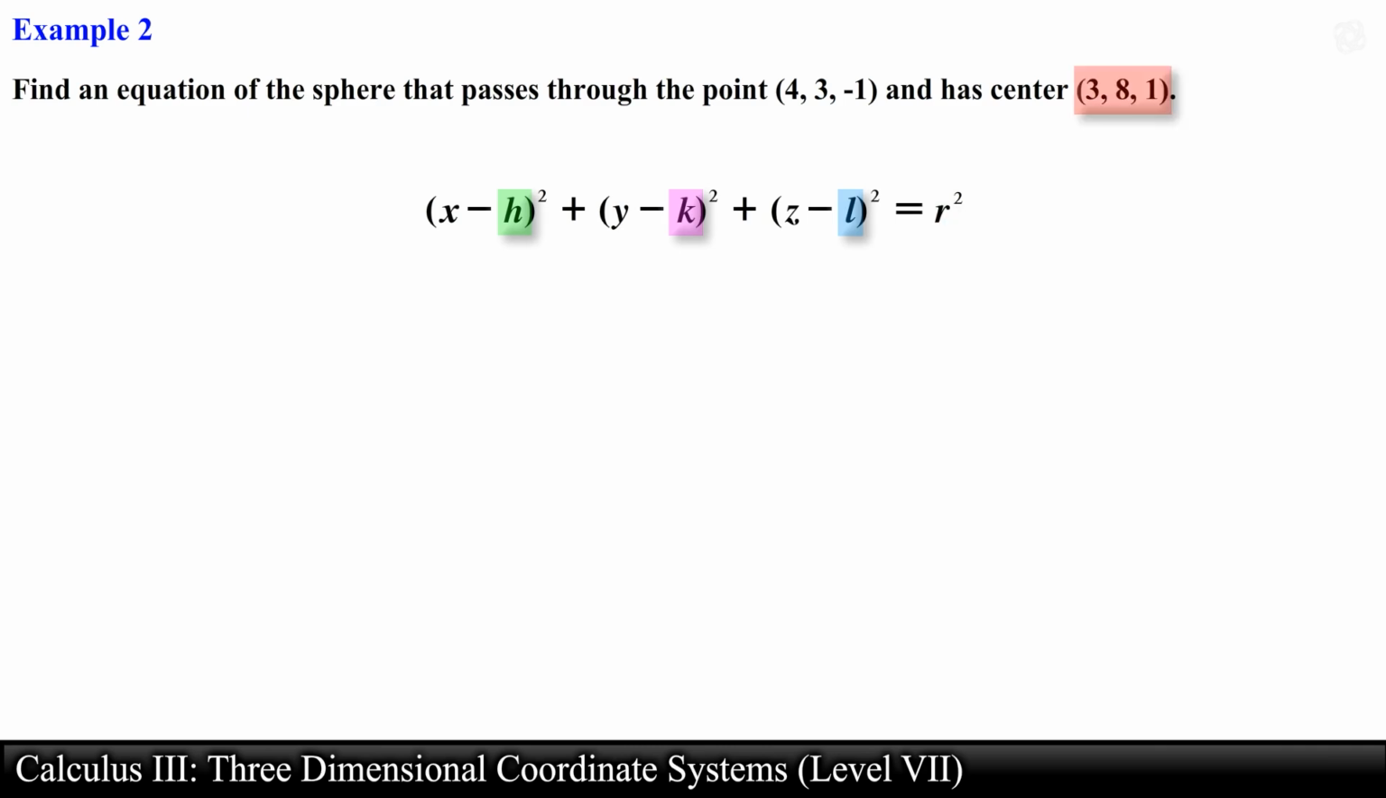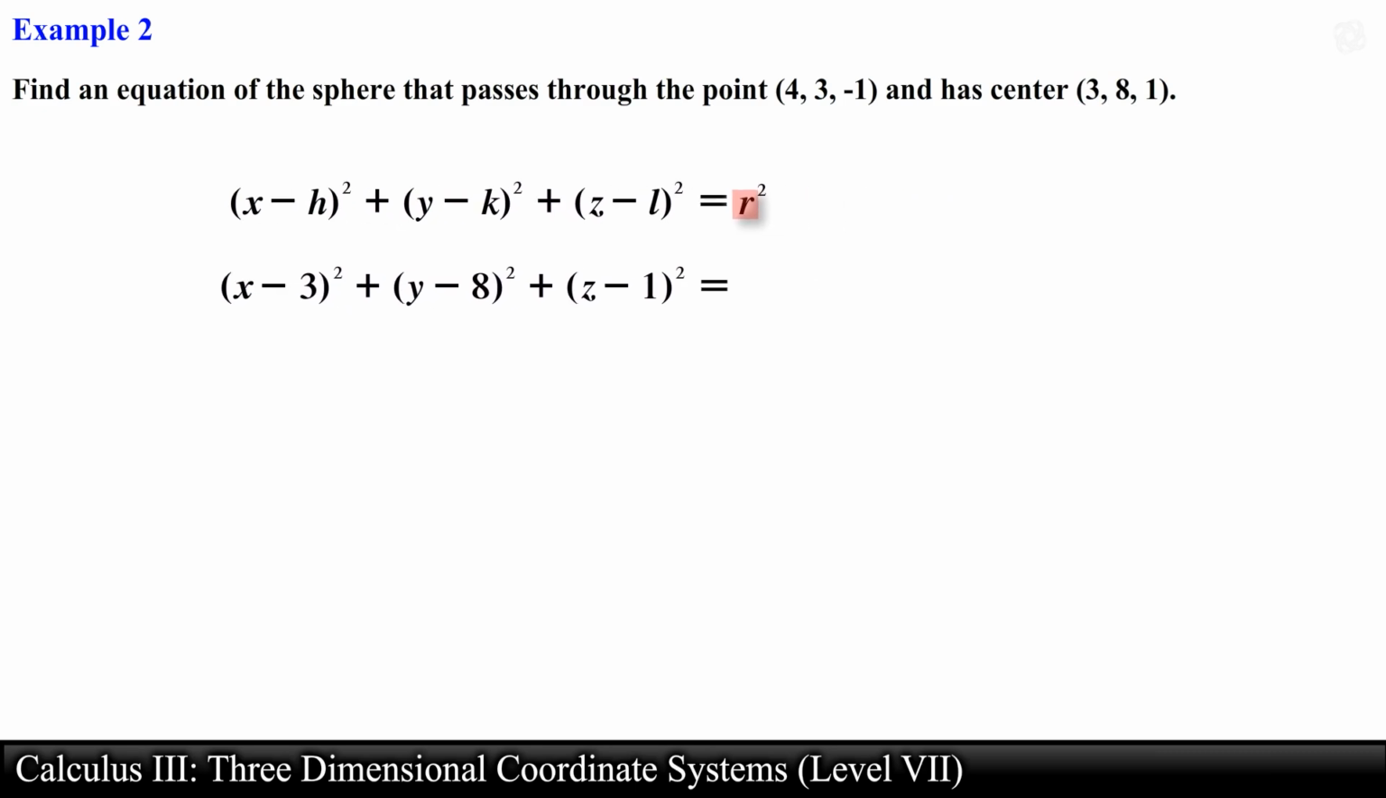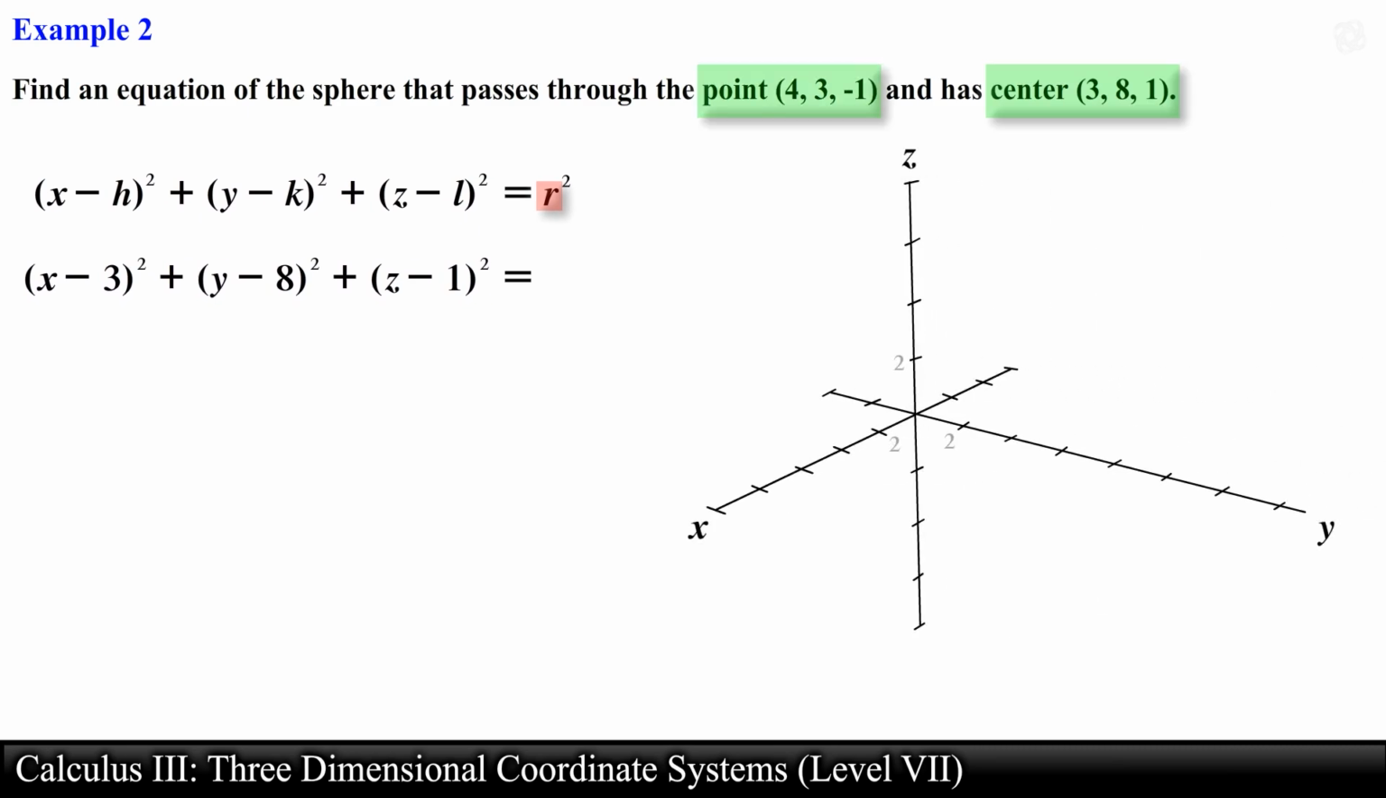The center is already provided to us, so the values of h, k, and l are 3, 8, and 1 respectively. Now, the only difference is that the radius is not directly provided to us. We actually have to figure it out from the given information. Notice that we are given the center and a point that passes through the surface of the sphere. Remember that the radius of the sphere is the line segment from the center to any point on the surface of the sphere. We know the center, and we also have a point on the surface. This means that we can use the distance formula to find the radius formed by these 2 points.